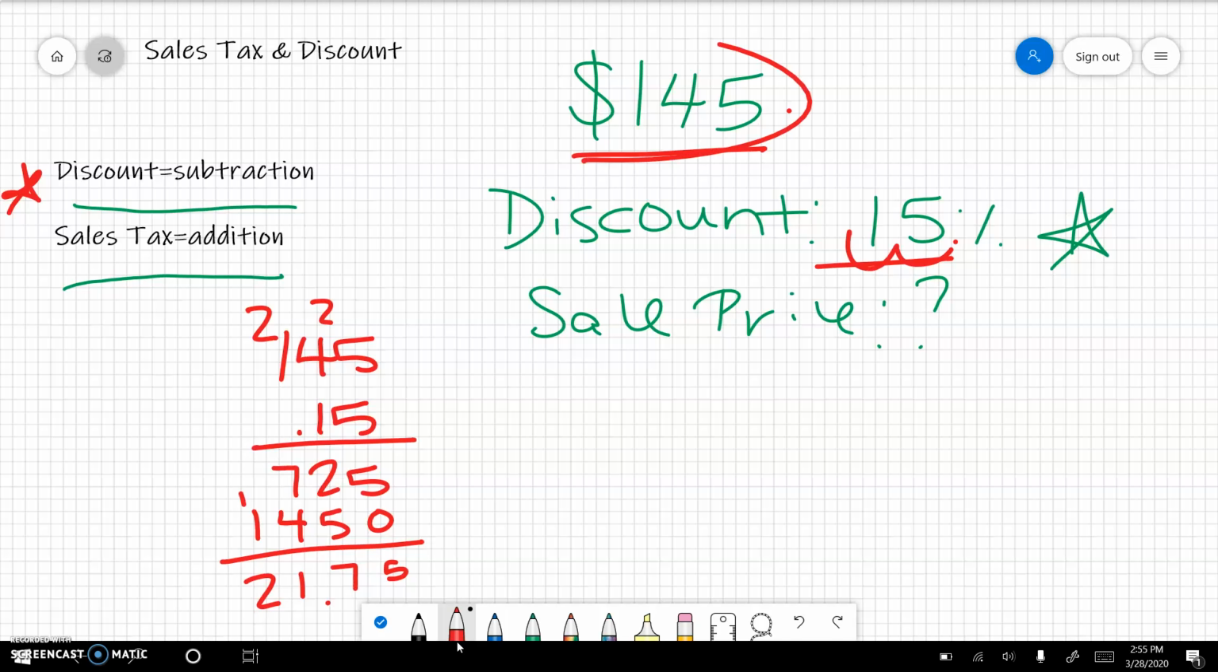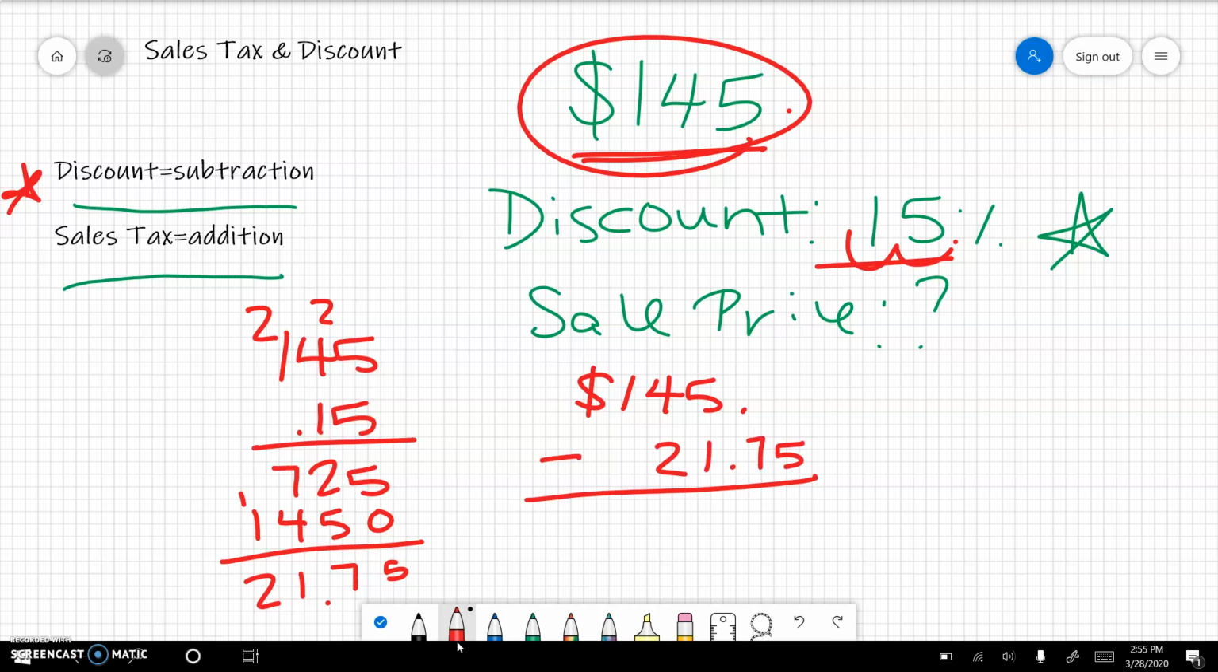I'm going to take my original price, $145, and subtract $21.75 from that. Now, you should remember on addition and subtraction with decimals, you have to line up your decimals. So I had to add on 0.00 to my subtraction problem here to make this work. So I'm going to have to borrow from here. 10 minus 5 is 5. 9 minus 7 is 2. Bring down my decimal. 4 minus 1 is 3. 4 minus 2 is 2. 1 minus nothing is 1. So my final answer would be $123.25.